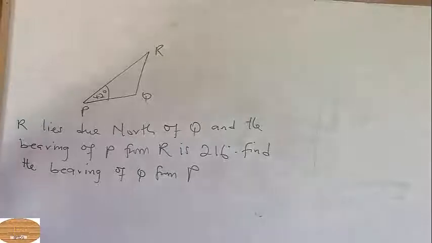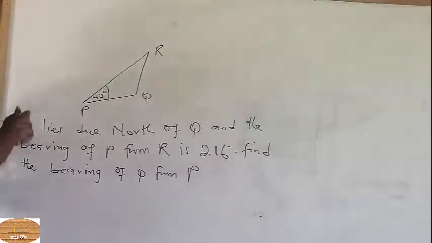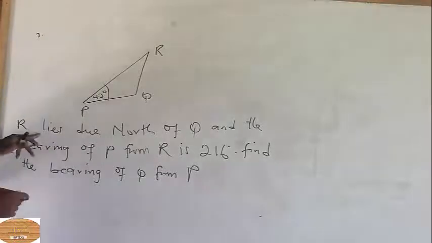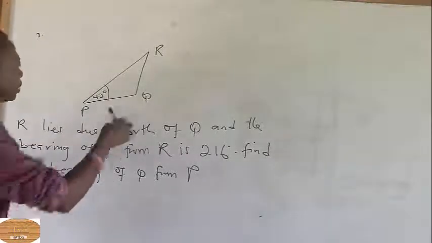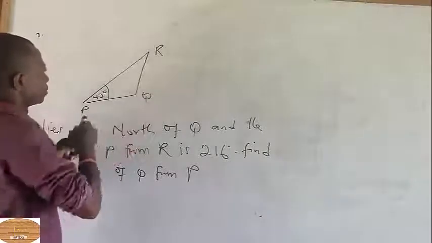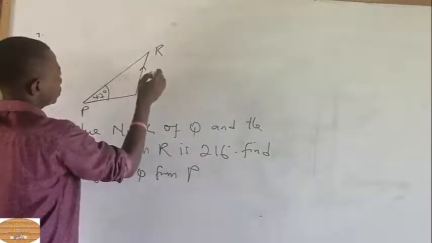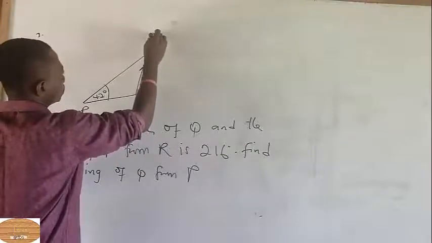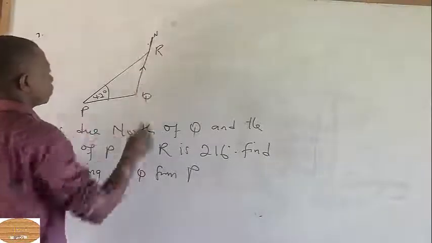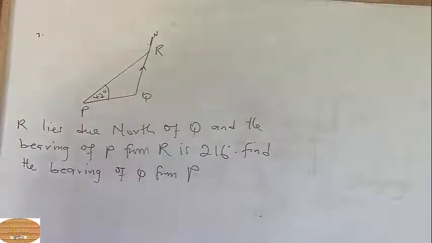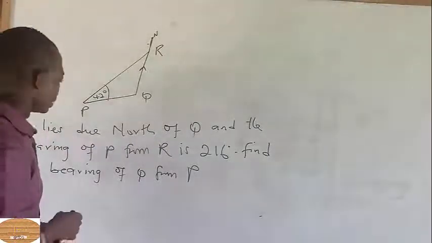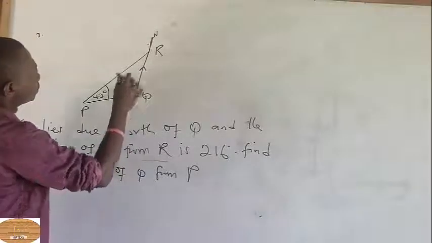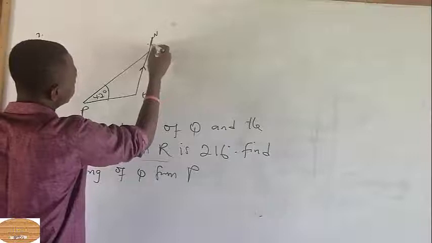Alright, so let's look at our third example. R lies due north of Q. So R lies due north of Q, so this is our north. That's what it means. And the bearing of P from R: from R, we are going to rotate.